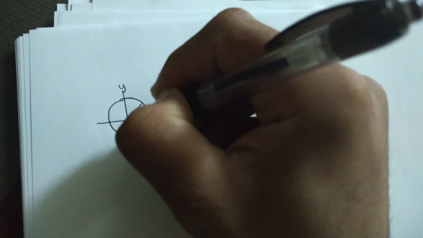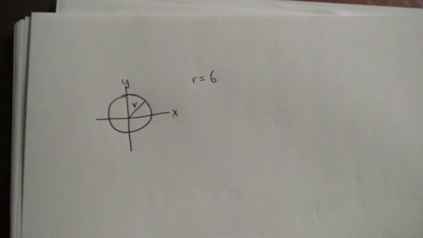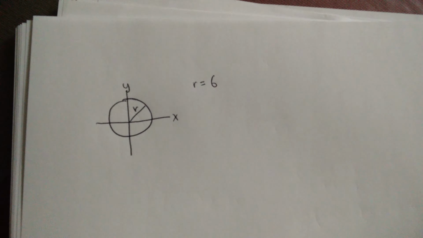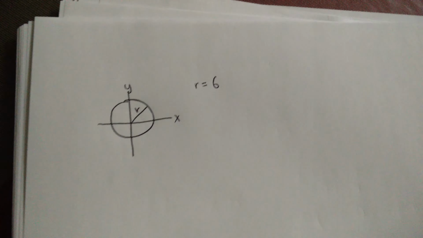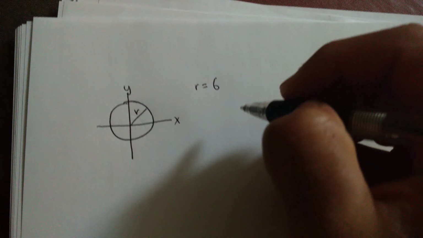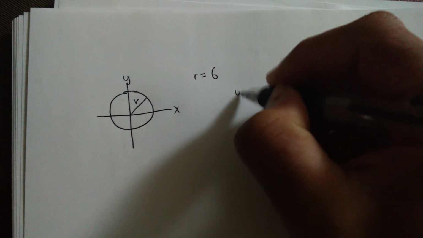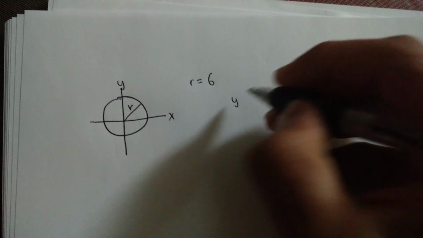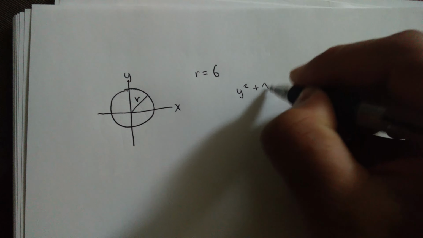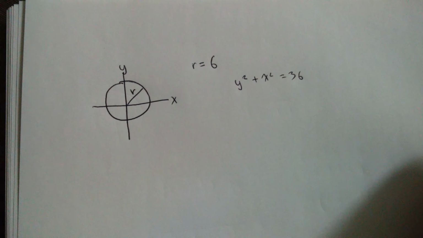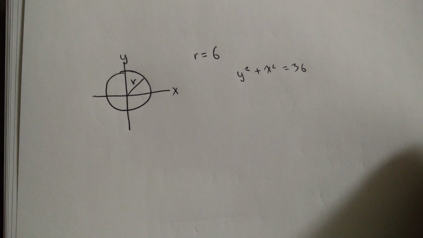This is a bit off, but this is the radius. Now for this we can assume that the radius has a set number, which is 6. So the radius is 6, and therefore we can conclude if this is at the origin, then the equation is y squared plus x squared is equal to 36. That is the equation for this circle.